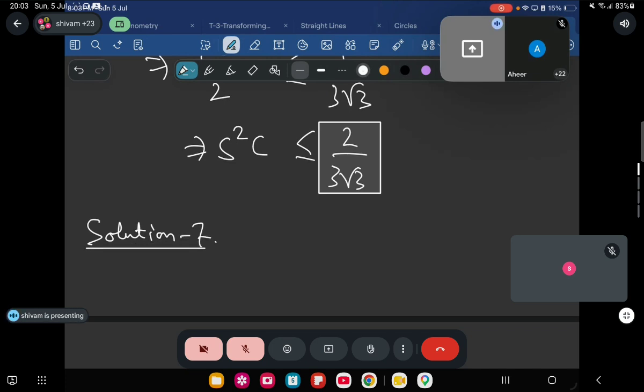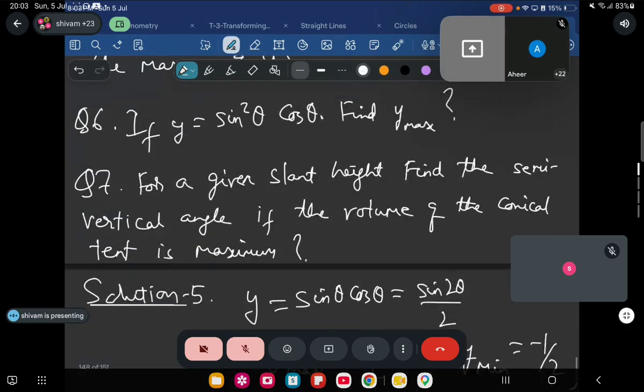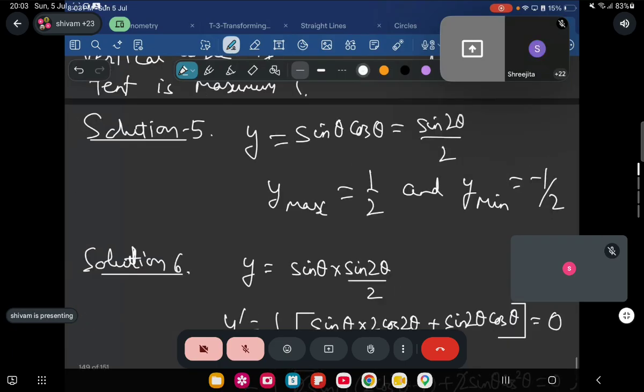This is number 7, okay? So over here, what can we get? Can you show the question? Yes, number 7. For a given slant height, find the semi-vertical angle if the volume of the conical tent is maximum. Yes, sir. Okay.